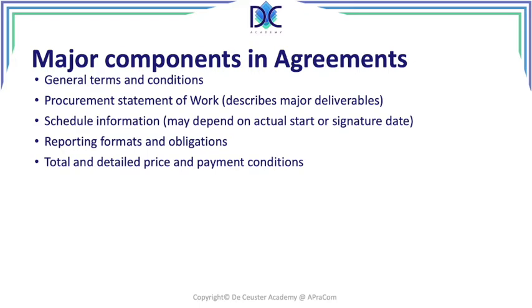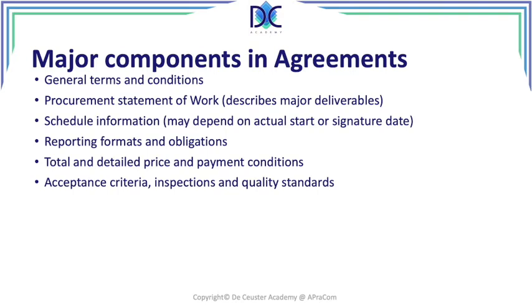We have the total and detailed price and payment conditions. It depends on the agreement. You may have a total price, or you can have a detailed price giving all the different elements and the cost of these different elements and quantities to lead to the final cost of the agreement. It can be an attachment, and in the agreement you can just say, this is the total conforming the attachment in which you find the detailed prices.